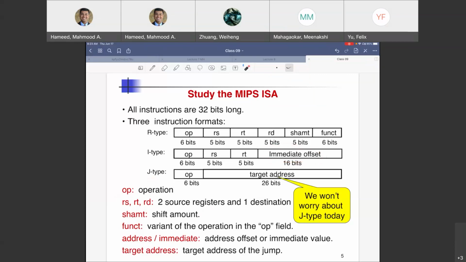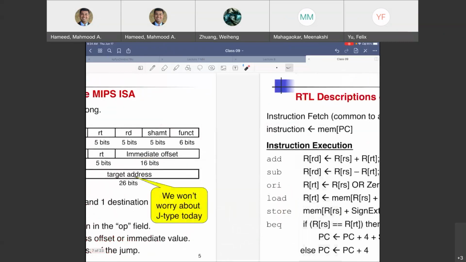Last one, the J type instruction is simply a 26-bit target address. You have to shift left by 2 to get 28 bits, essentially multiplying it by 4, and then get the 4 most significant bits from the current program counter. That will make your 32 bits. We won't worry about the J type instruction today. We will try to support R and I type instructions generally with the hardware today. Next.